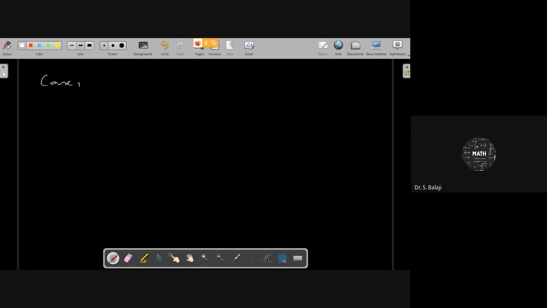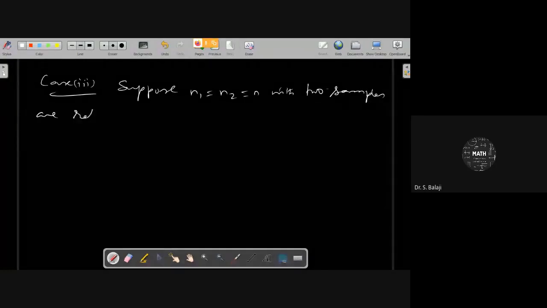Case 3: suppose n1 equal to n2 equal to n, and the two samples are related, that is, they are dependent.